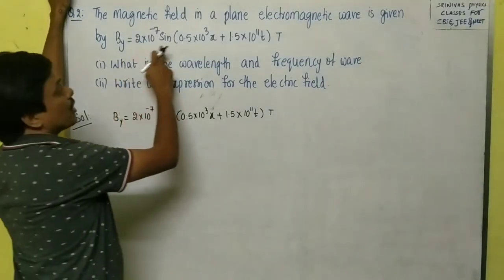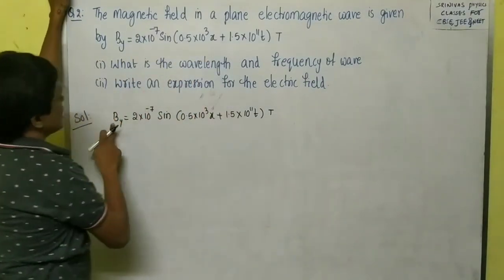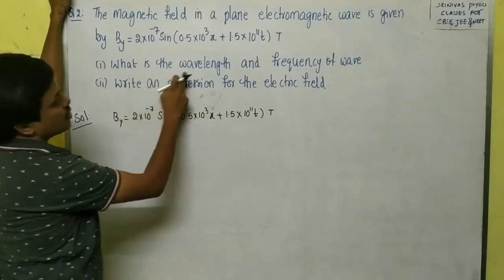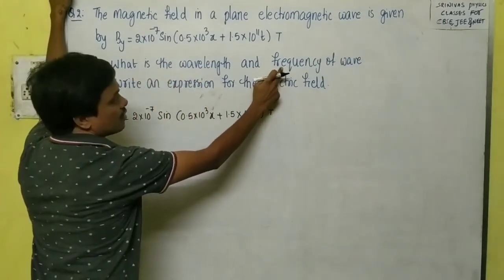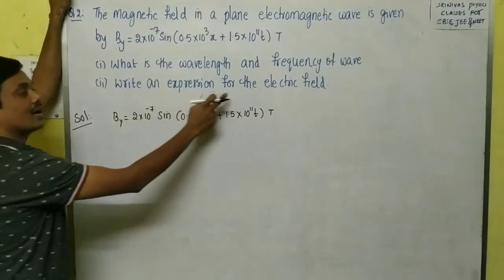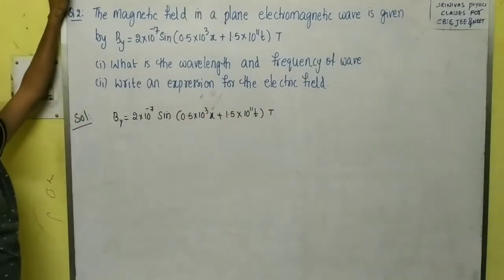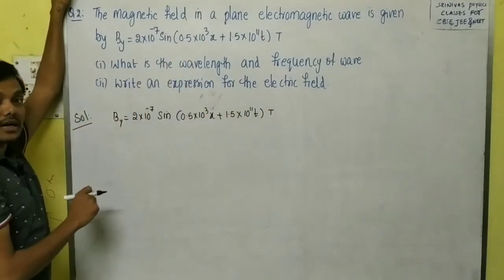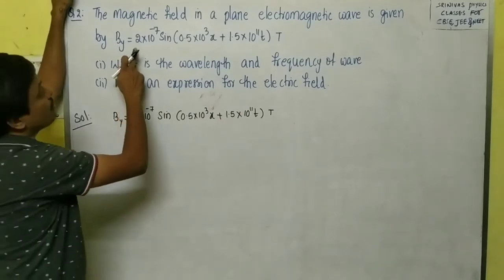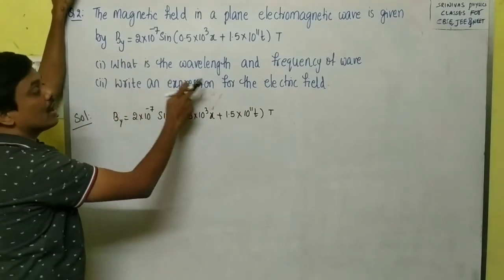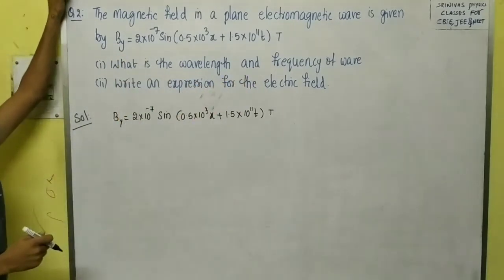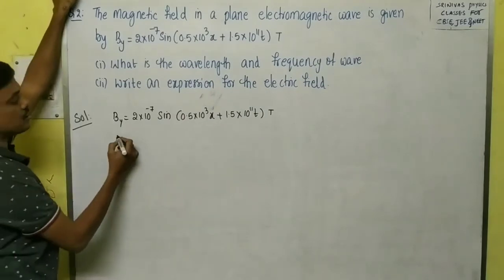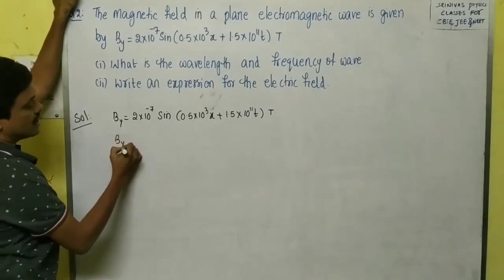The magnetic field of the electromagnetic wave is given along the y-axis. They are asking to find the wavelength of the EM wave, the frequency of the EM wave, and also the expression for the electric field. An EM wave has a magnetic field and an electric field. The magnetic field expression is given, and we have to find the electric field expression. For this purpose, we compare it with the general equation.